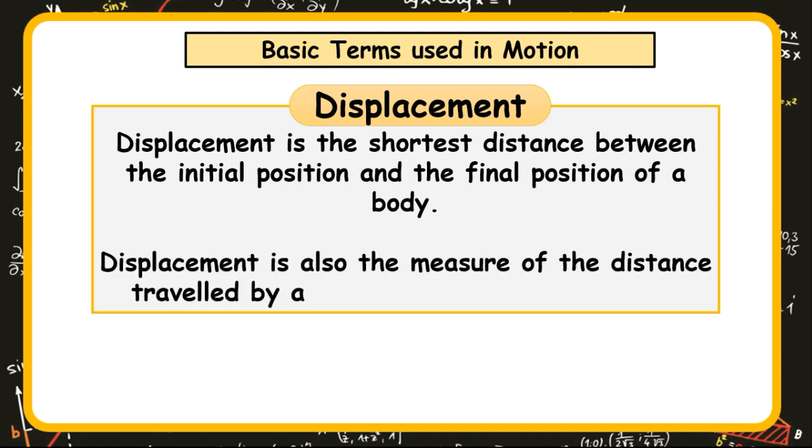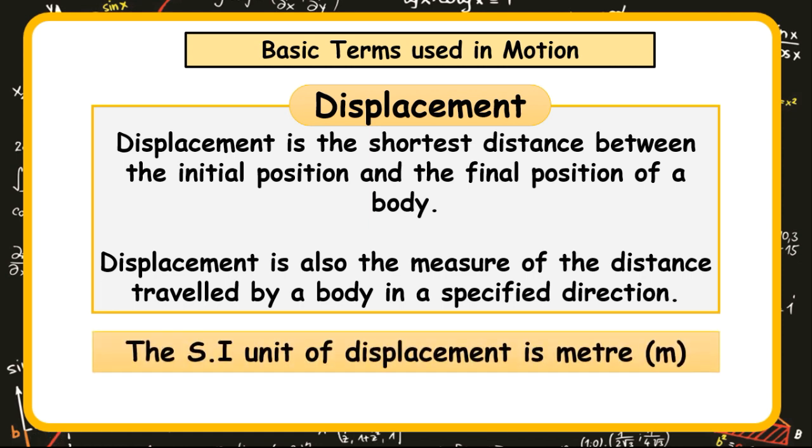Technically, you could define it as the measure of the distance traveled by a body in a specified direction. And so, what makes displacement different from distance is that displacement, unlike distance, has a specific direction. Now, the SI unit of displacement is also meter, just as we have for distance. So that is just for distance and displacement.